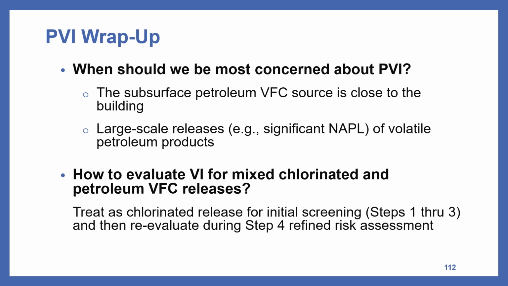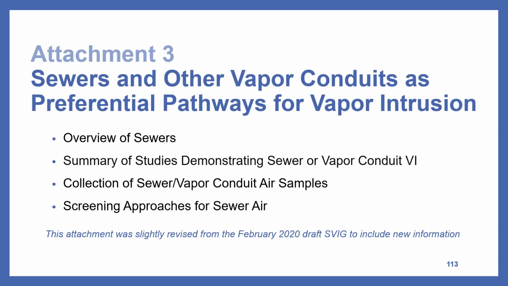Attachment 3 is entitled Sewers and Other Vapor Conduits as Preferential Pathways for Vapor Intrusion. This attachment is mainly focused on sewers and provides an overview on sewers, summarizes some studies demonstrating sewer or vapor conduit vapor intrusion, talks about how to collect sewer and vapor conduit air samples, and it also discusses approaches for evaluating sewer air.